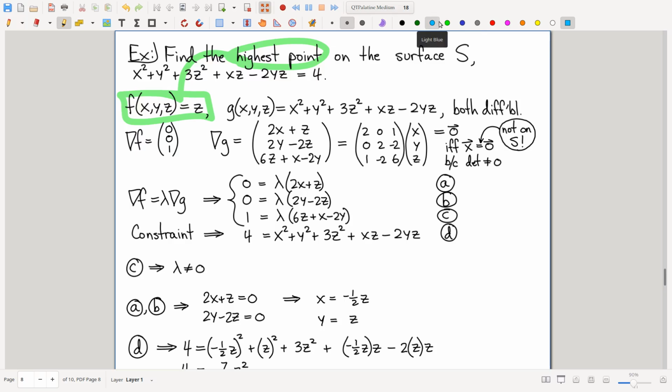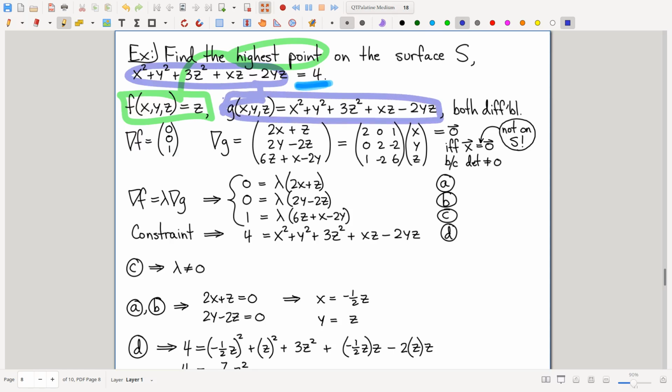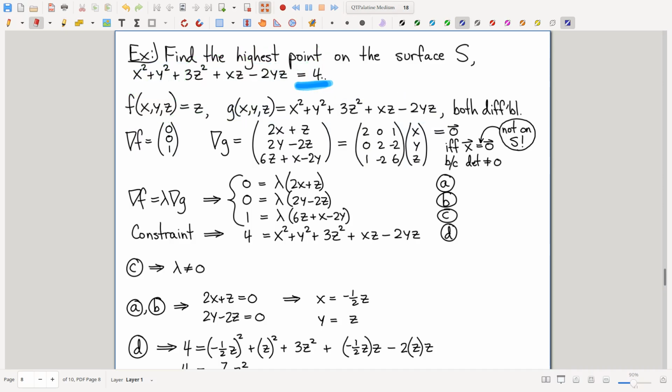We need a level set, right? So our constraint function is whatever we're looking at a level set of. Okay. Next observation I'll make. Don't forget to check the easy ones. Don't forget the easy money. Take the easy money, right?